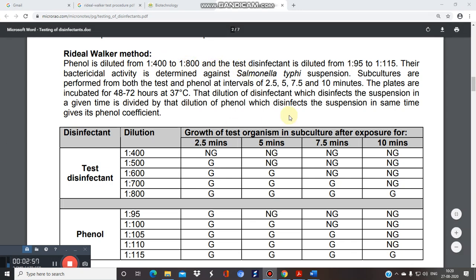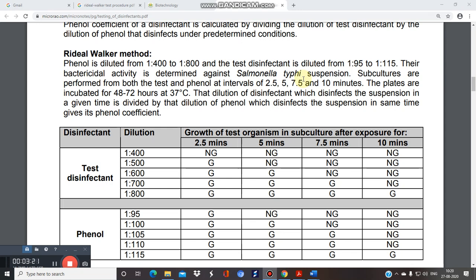Okay, and the test disinfectant is diluted to 1:95 to 1:115. Suppose you are diluting with water and you have taken 1 ml of your phenol, how much water will you use? You will use 400. Simple sense. Okay, in the same way. And of course, their bactericidal activity is determined against which microorganism? Yes, Salmonella typhi suspension. That's why these are the suspension methods.